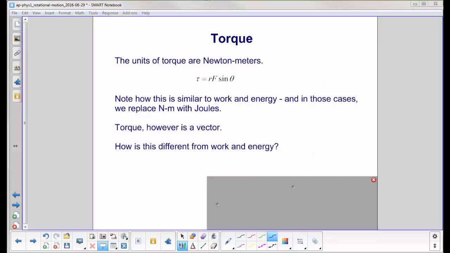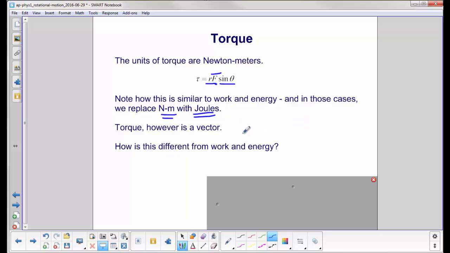The units of torque are Newton meters, and you can see that. Sine theta is unitless, F is a force, that's newtons, and R is in meters. Note how this is similar to work and energy, and in those cases, we replace Newton meters with joules, named after James Joule. Torque, however, is a vector.